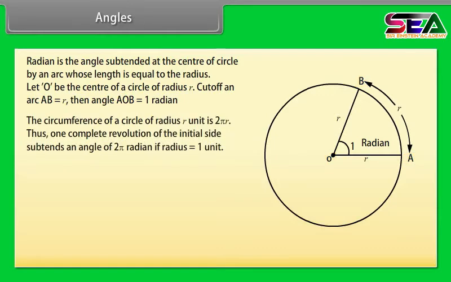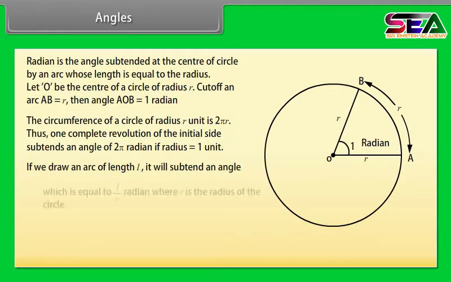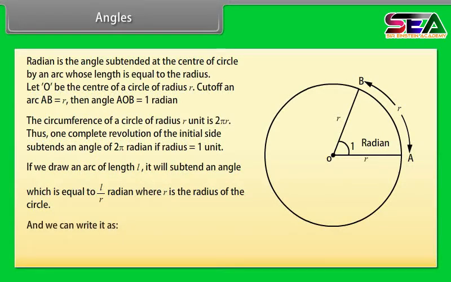The circumference of a circle of radius r units is 2 pi r. Thus, one complete revolution of the initial side subtends an angle of 2 pi radians if the radius is equal to 1 unit. If we draw an arc of length L, it will subtend an angle equal to L by r radians, where r is the radius of the circle. And we can write it as L is equal to r into theta.